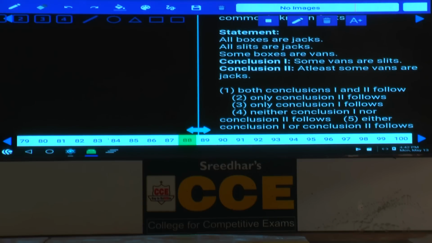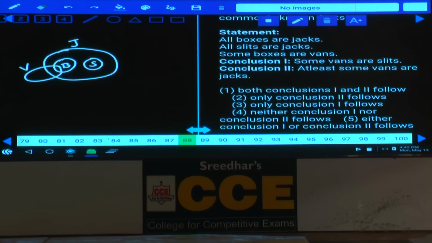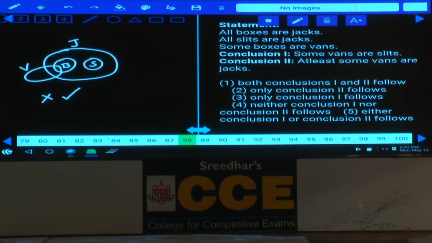Then question number 88. All boxes are jacks. All slits are jacks. These are boxes and these are slits, and both these two are jacks. And some boxes are vans, which can be written like this. Then some vans are slit, van and slit, that is false. Some vans are jacks, that is definitely true. Hence only conclusion 2 is true. And the second one is a negative affirmative conclusion. That will be true forever. No need to check out once again. Hence 88, it is choice 2.